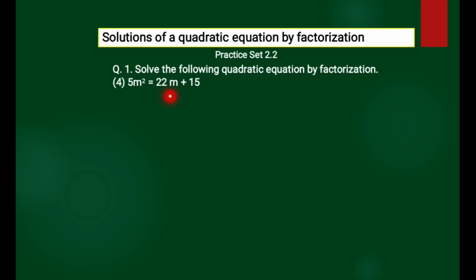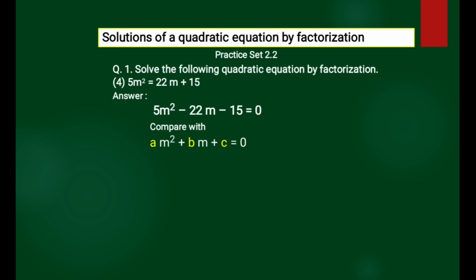So transfer this 22m to the left hand side and plus 15 to the left hand side. So we write in answer 5m square minus 22m minus 15 equals to 0. After transferring this 22, we get its sign negative. After transferring this 15 to the left hand side, we get its sign negative. So we write, this is a quadratic equation in general form.